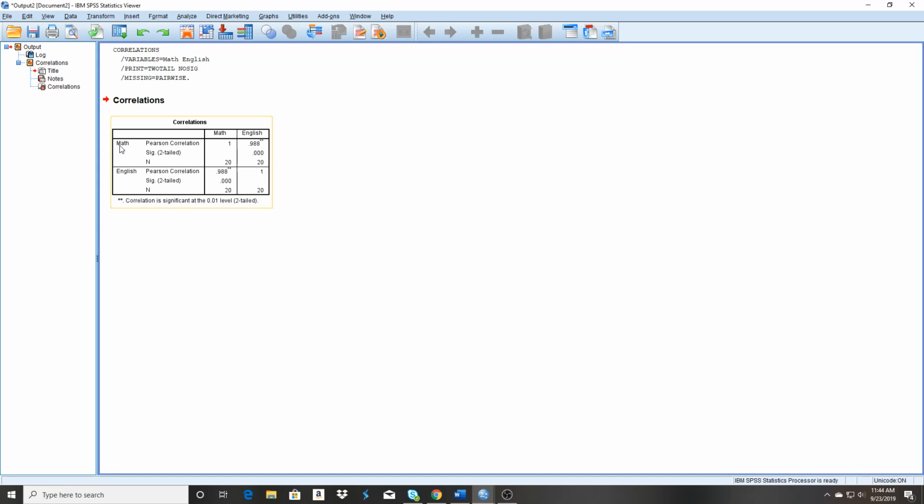So now look at this one over here. It's math and English. Look at this box right here. This is the score you're looking at, 0.988. The closer it is to 1, the more it is a positive correlation. It could be a negative 0.98. A negative 1 is still a good correlation, but negative, meaning that as one goes up, the other one goes down.